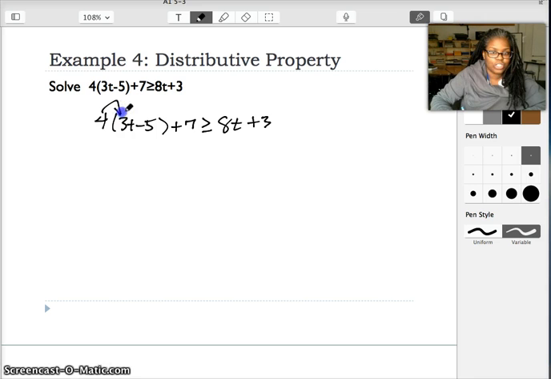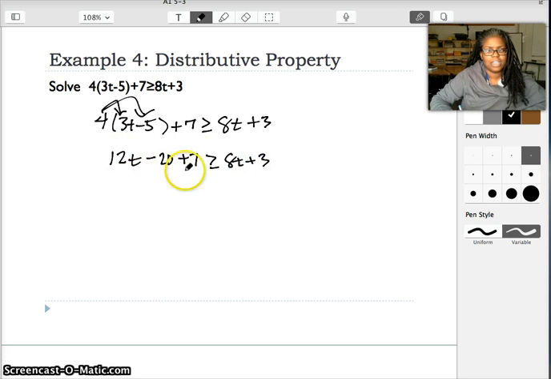So I'm going to rock the distributive property. So I get 12t minus 4 times 5, 20, plus 7 is greater than or equal to 8t plus 3. Still haven't simplified this enough. I've got some like terms that can be joined together. So that negative 20 plus that positive 7 is going to give me a negative, what now? 13. Good job. So I get 12t minus 13 is greater than or equal to 8t plus 3.